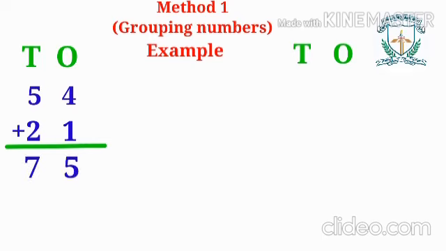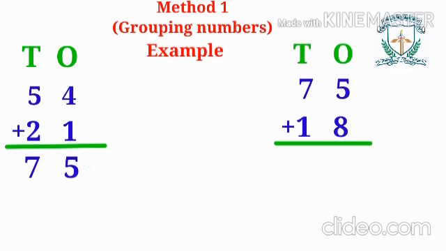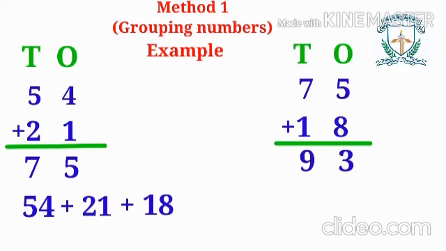Now we are going to add this sum 75 to the third number, that is 18. After this addition, finally we get 93 as the answer or sum. Thus 54 plus 21 plus 18 is equal to 93.